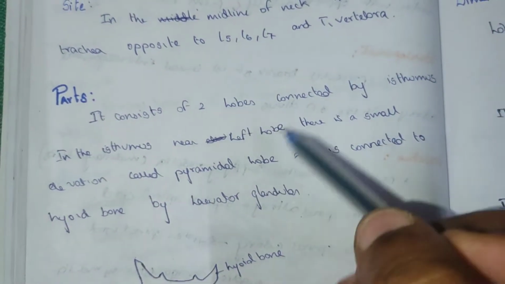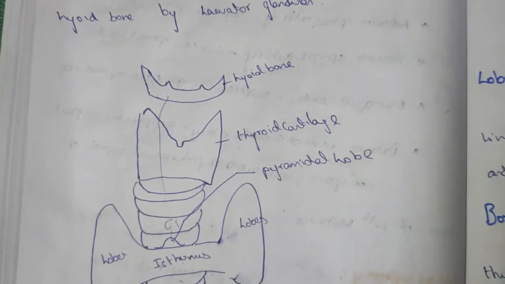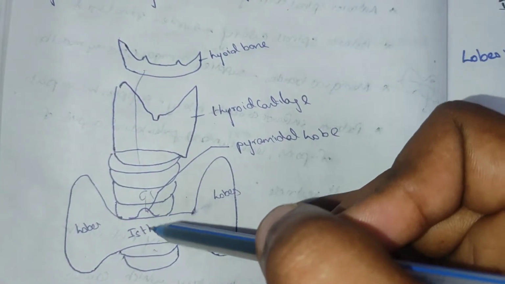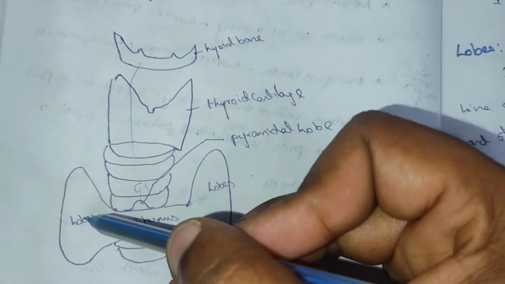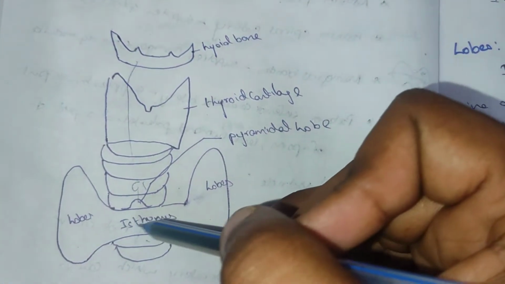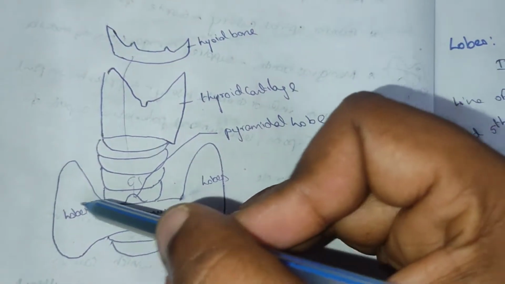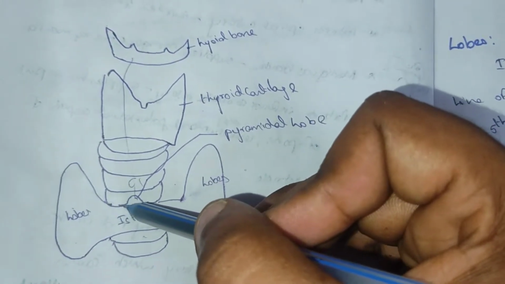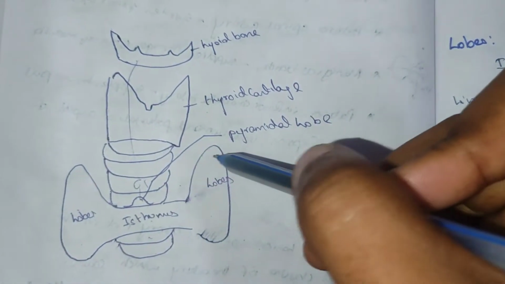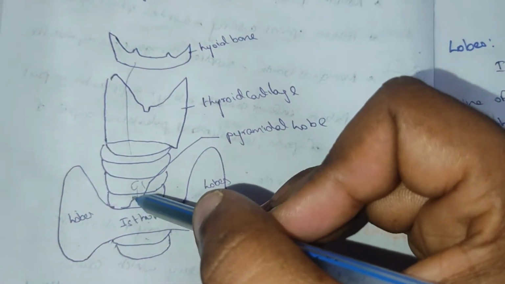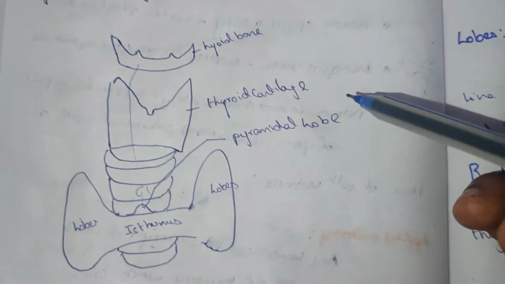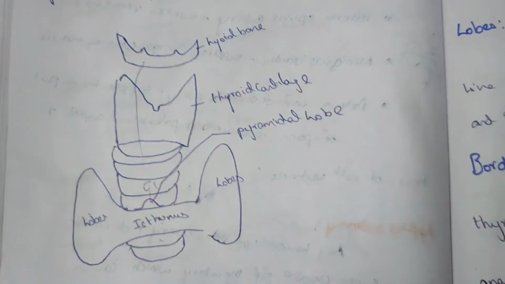Now we will see this in the image. This is the hyoid bone, this is the thyroid cartilage, and this is the isthmus, this is the left lobe and this is the right lobe, which are connected by the isthmus. Near the left lobe in the isthmus, there is a small pyramidal elevation which is known as the pyramidal lobe. It has a connection with the hyoid bone, which is known as the levator glandulae.